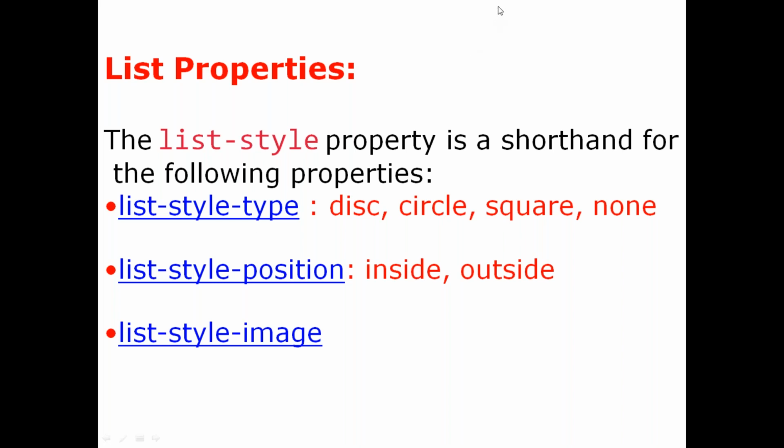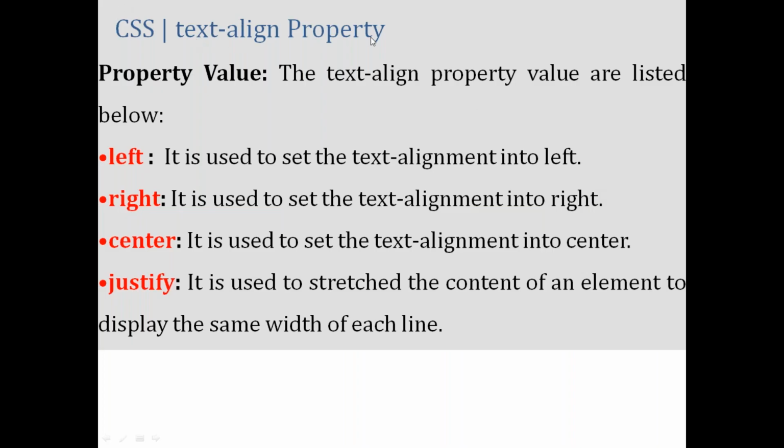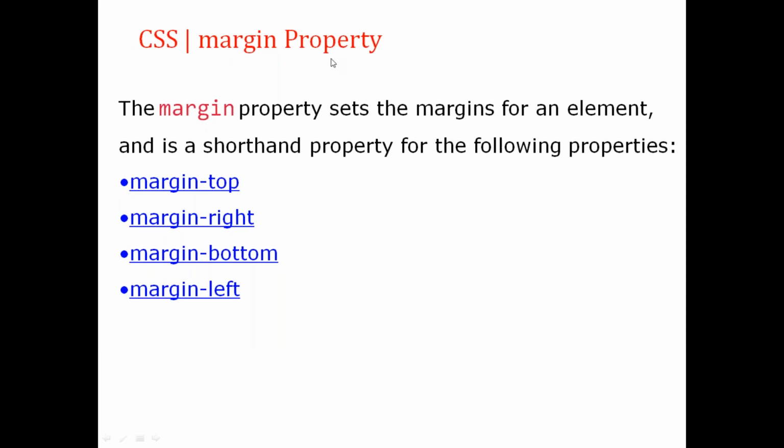Then after that, the text align property. You already know text align properties: left, right, center, justify. You can use it like this. Then the margin property, this one group. Totally there are 7 groups, that is 60 properties. In margin there are 4. Margin top you can set, margin right also, bottom and left you can also set.